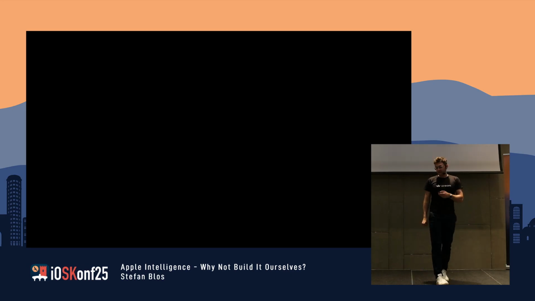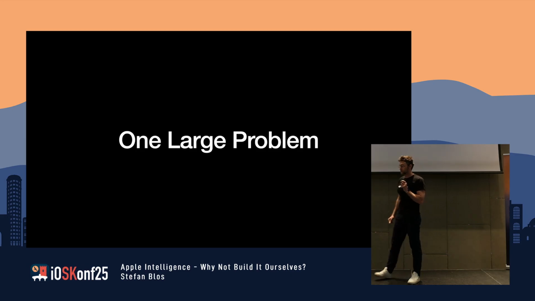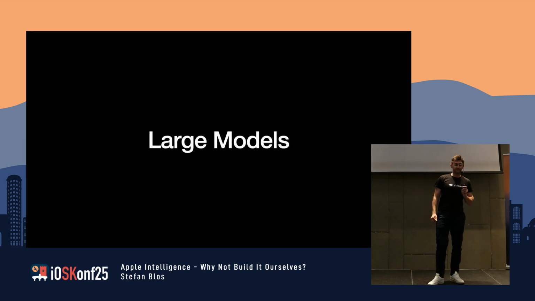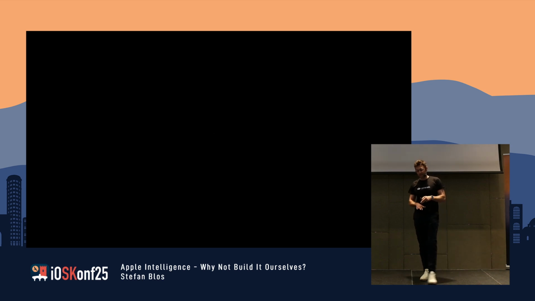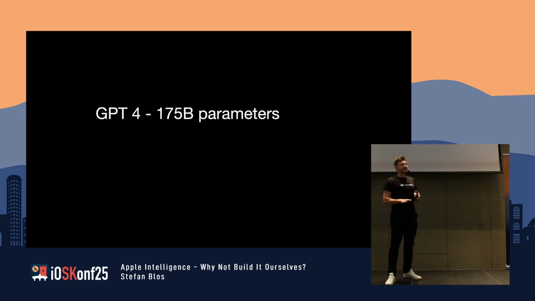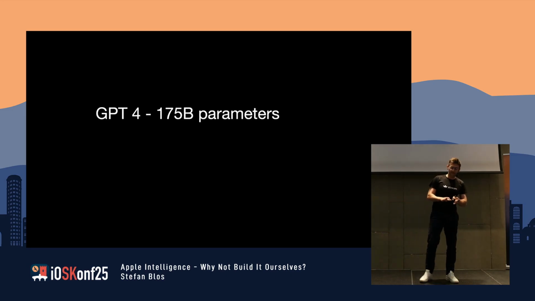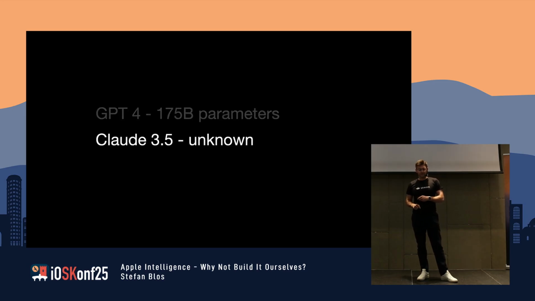All right, but this leaves us with one large problem. If we want to do AI on device, the problem is that models are actually really large. I'm not sure how interested you are in the topic, so let me quickly share a little bit about this. So for example, GPT-4 is a model that has 175 billion parameters. So this is 175 billion floating point numbers. That's quite a lot, right?